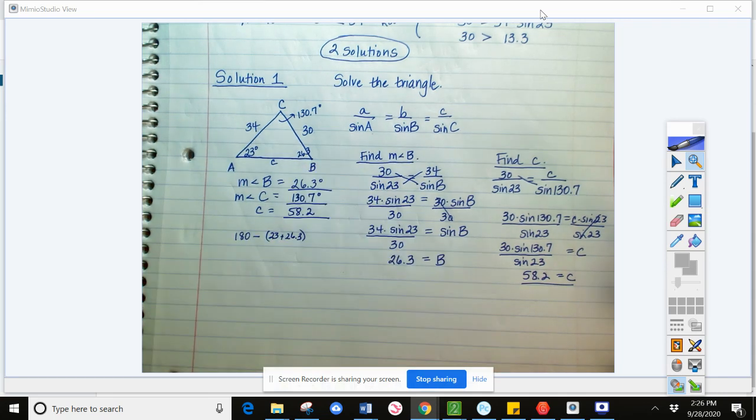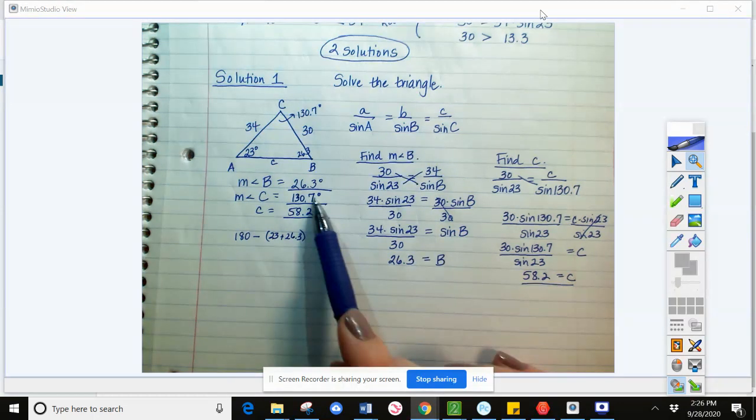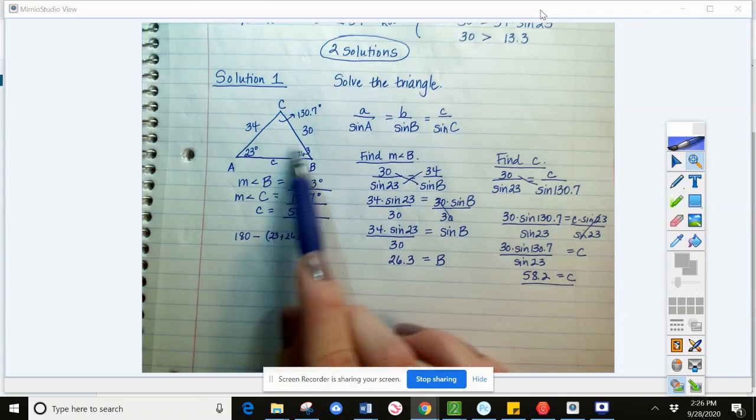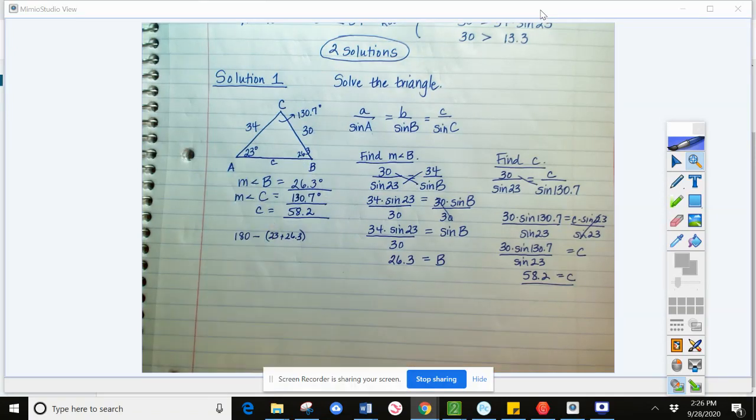Now remember, you can go back and double check the reasonableness of your answer by thinking of this biggest angle is across from the biggest side. The smallest angle is across from the smallest side, and that does hold true, so I feel good about that answer. All right, but that's only part of it, right? We know we have two solutions.